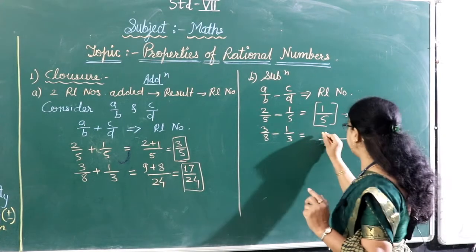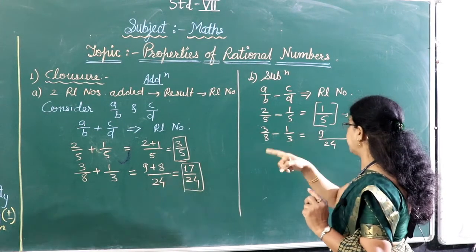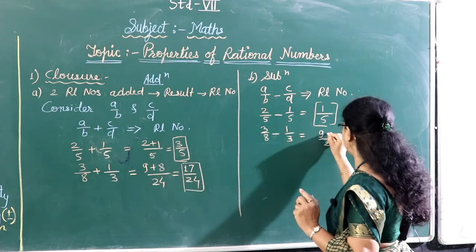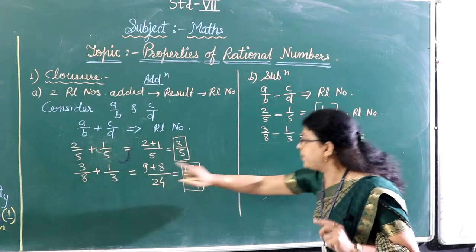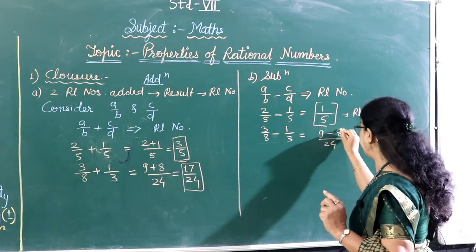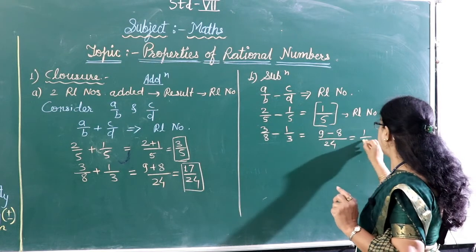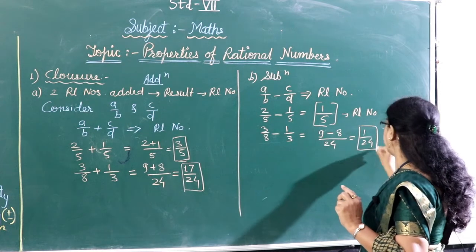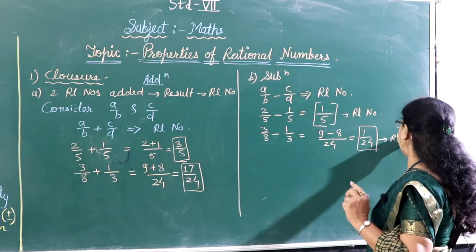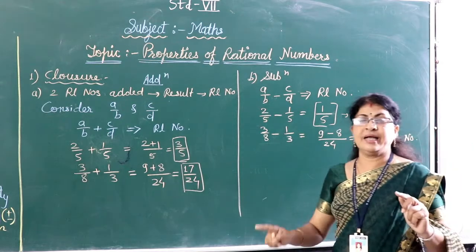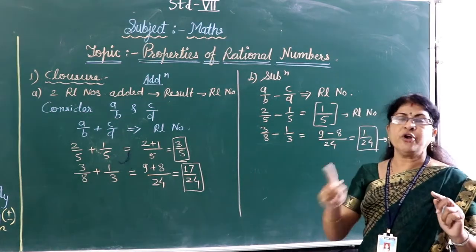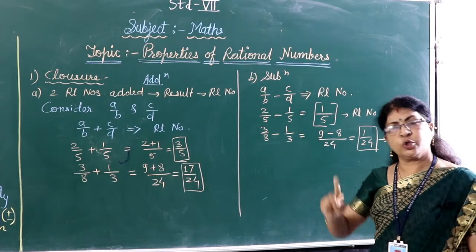And then here will come 9. After cross multiplication, 3 3s are 9, 8 1s are 8. But only instead of plus we will write minus. Right? 9 minus 8 comes 1 upon 24. So this is also a rational number. It means we can say that subtraction of rational numbers is also closed.